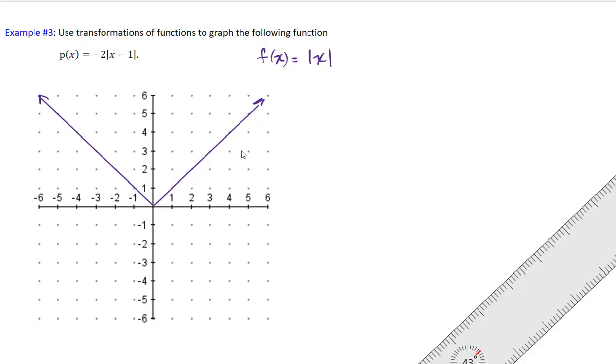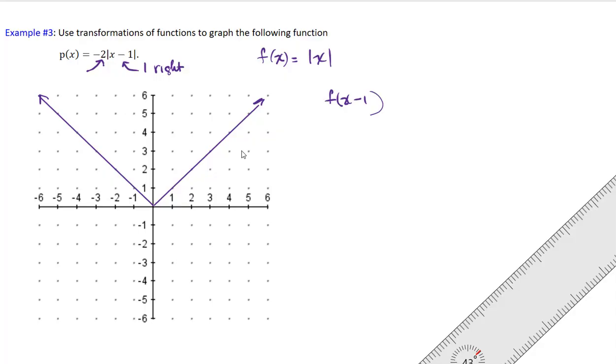To graph the function p of x, again, note that the -1 inside the absolute value function is a shift of 1 unit to the right. And now the -2 in front indicates that it's a stretch of 2 units vertically. And because it's negative, we're also going to reflect that along the x-axis. So let's combine those two transformations at the same time.